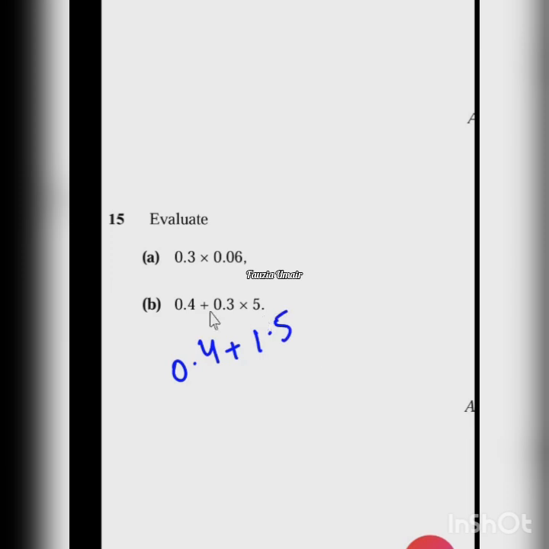When one decimal place is multiplied with a whole number, the answer is still one decimal place. Now if you add them, your answer is 1.9. Very good.